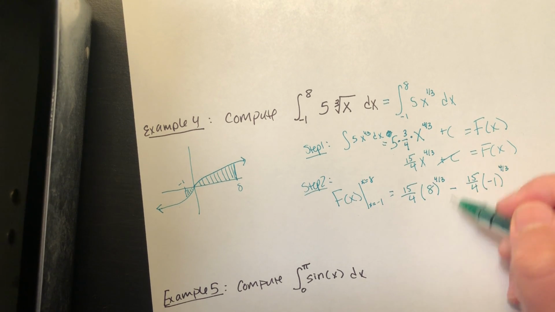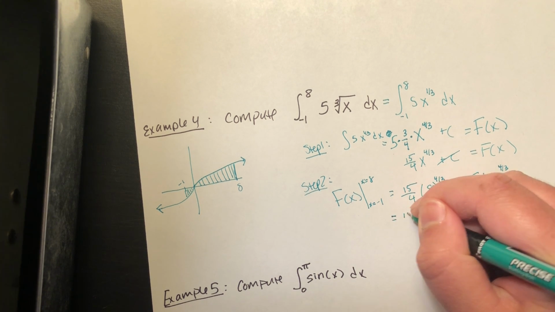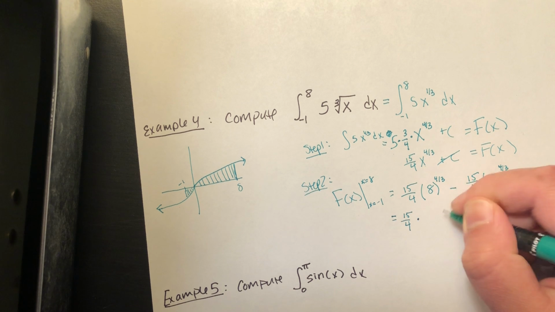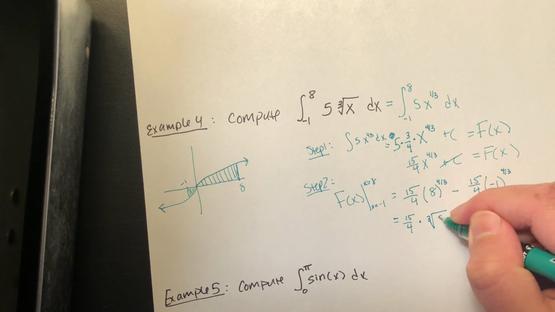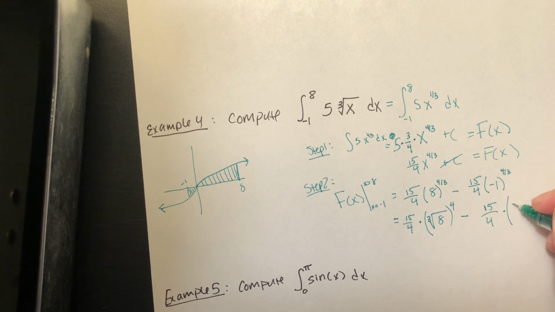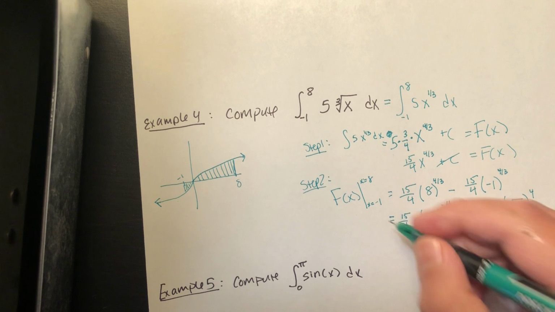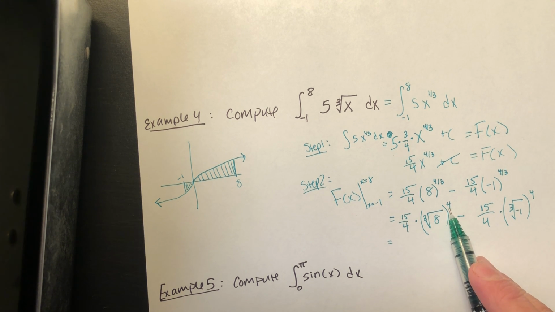So one thing to consider is we could rewrite this as 15/4 times, right, a 1/3 power would be cubed root. So we could say cubed root of 8 to the 4th power, right? Or minus 15/4 times the cubed root of -1 to the 4th power. Okay, and this is going to be, well, the cubed root of 8 is just 2, because 2 times 2 times 2 is 8. So this is 2 to the 4th power, which is 16.